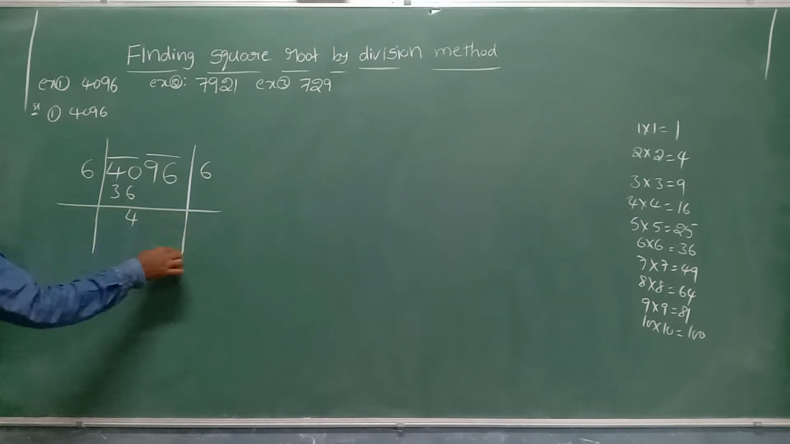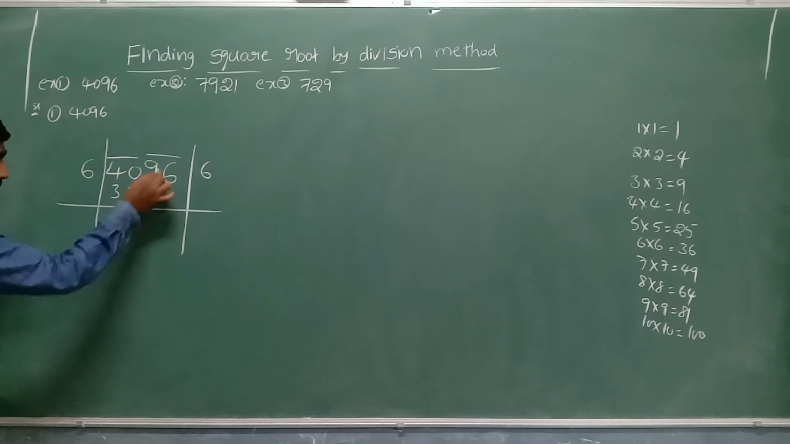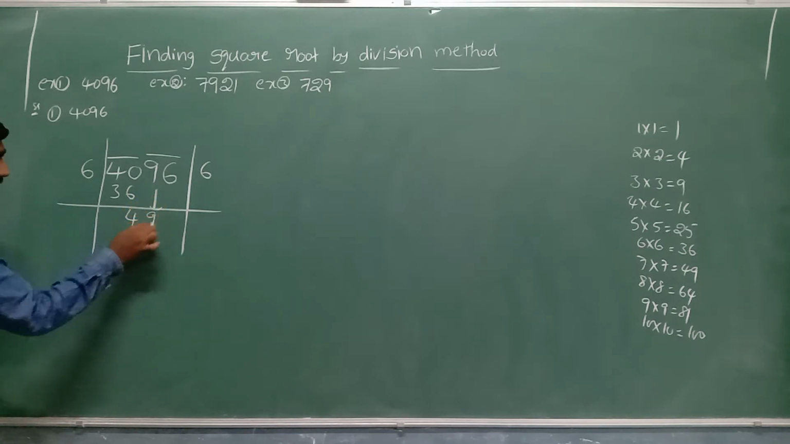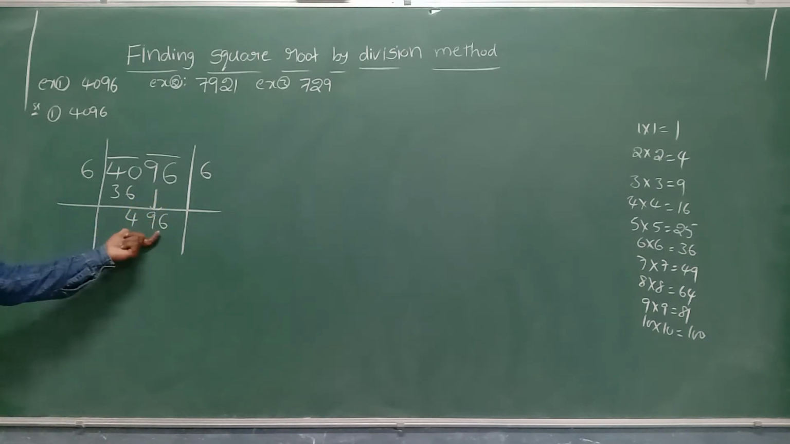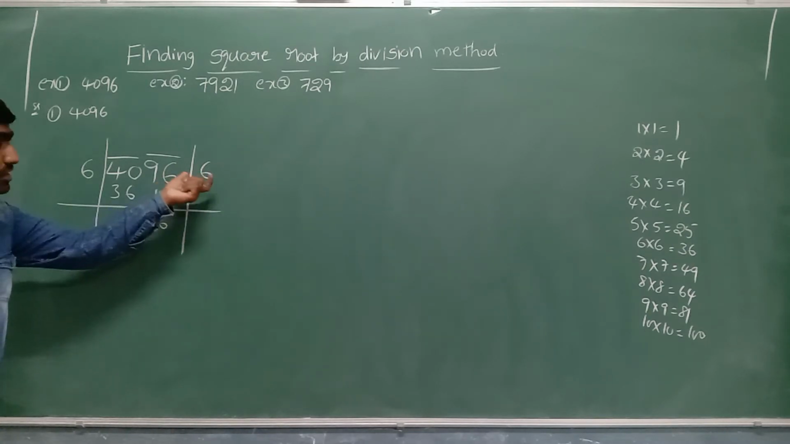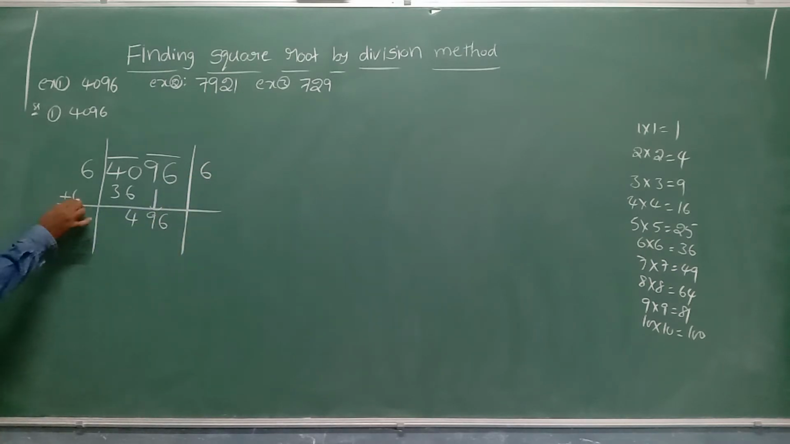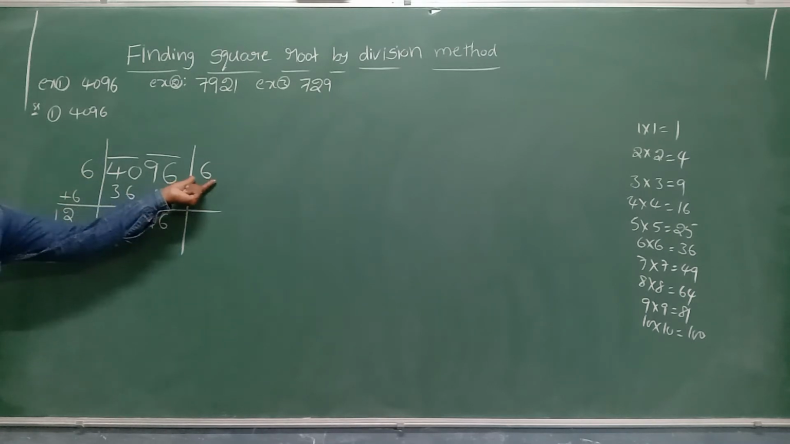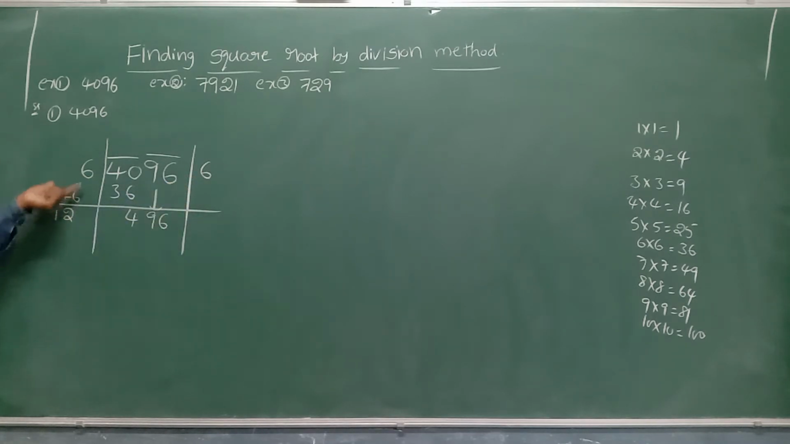Then after that, we have to bring down the digits below the second bar. I can see 96. Both the digits we bring down. Now 496 is the new dividend. What is the new divisor? The quotient 6 is there. This quotient 6 we add to the previous divisor: 6 plus 6, we get 12. Or else you can double the previous divisor. 6 doubled means we get 12. Now 12 is the new divisor and 496 is the new dividend.